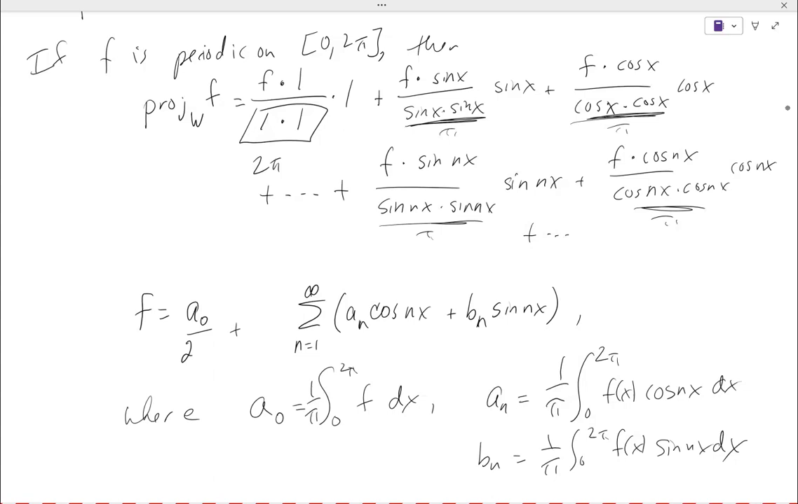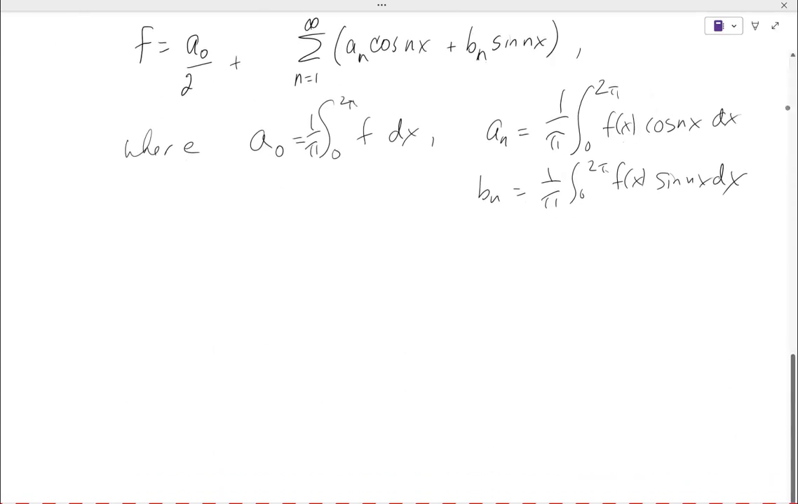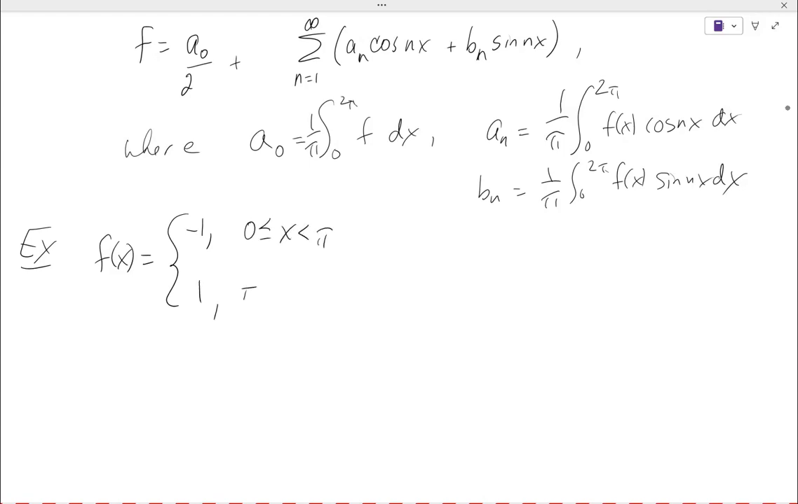All right. So let's see if we can do a quick example. We'll do several examples, but let's do a quick and easy one to start with. At least I assume it's quick and easy. Let's say our function is -1 from 0 to pi and 1 from pi to 2 pi. And then it repeats.